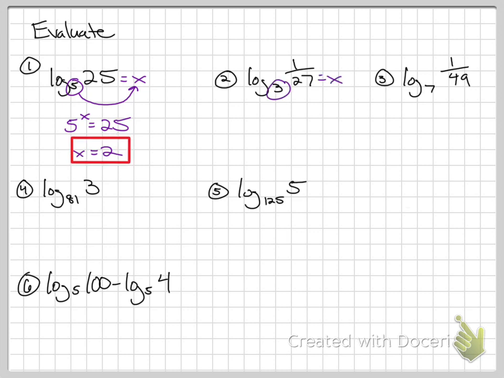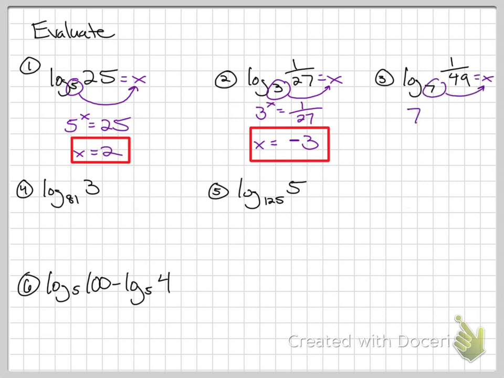Equals x: 3 to what power equals 1 over 27? To get a fraction, your exponent needs to be negative, and 3 cubed is 27, so negative 3 will give us 1 over 27. See if you can do number 3. 7 to what power equals 1 over 49? The power must be negative 2, negative to make a fraction. 7 squared is 49.